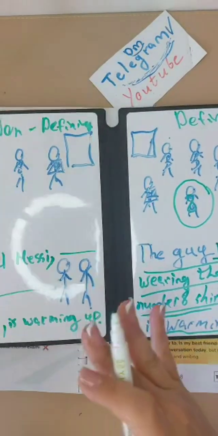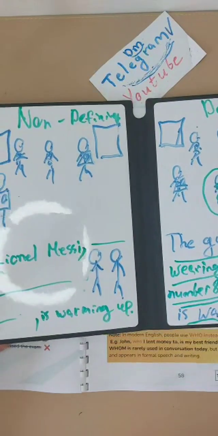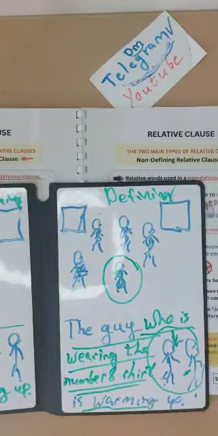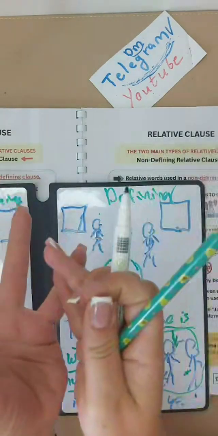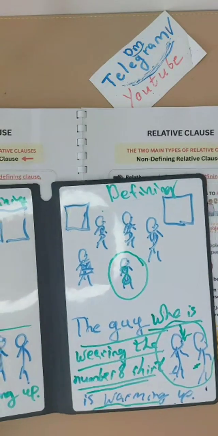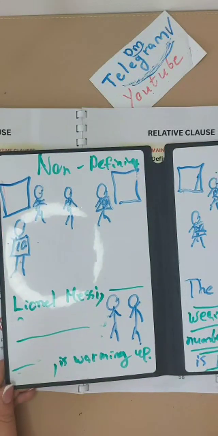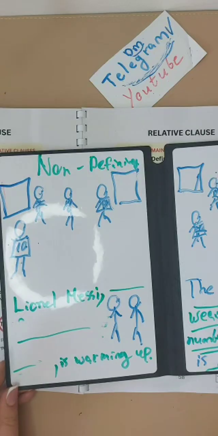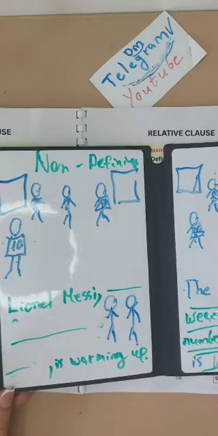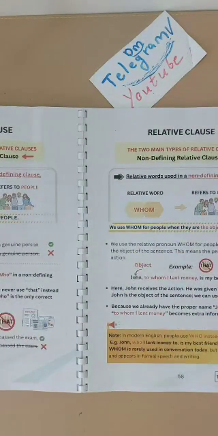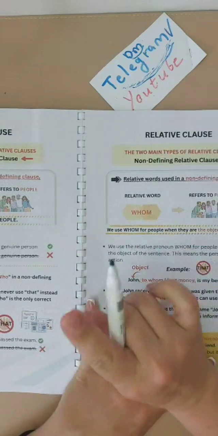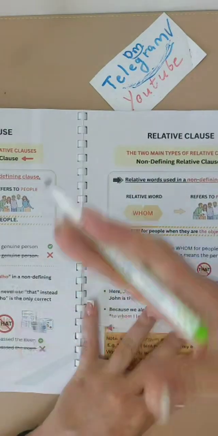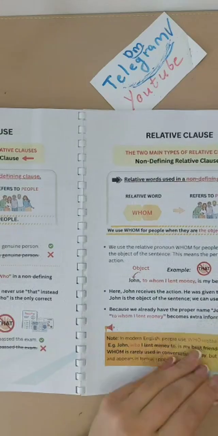Okay, and that's the difference between non-defining and defining relative clauses, okay? Today, I just wanted to give you an idea how defining relative clauses work and how non-defining relative clauses work. Okay? Because from tomorrow, we are going to learn relative words that are used with non-defining relative clauses, and we should learn some rules. Okay?